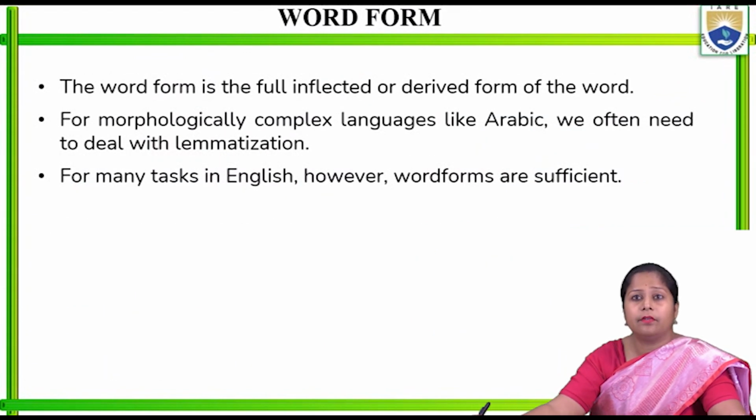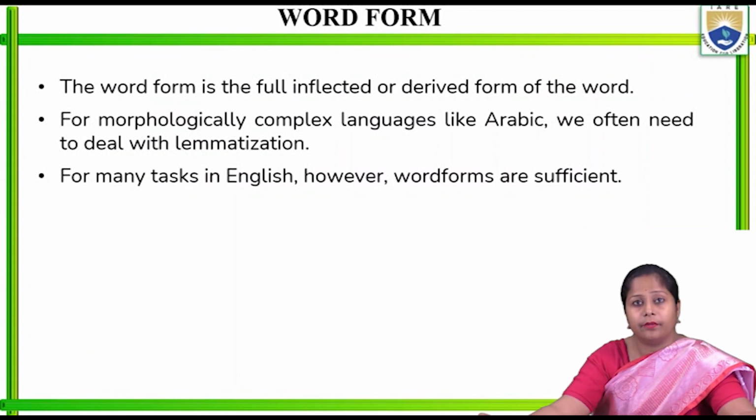Now let's consider what a word form is. The word form is the full inflected or derived form of the word. So whenever I use a word and the same word is used again in another sentence in the paragraph, it may take some other form, so it is inflected or derived from somewhere. Suppose "cat" is there, and if I write "cats" somewhere, it is called an inflected or derived word. That is nothing but the different word forms.